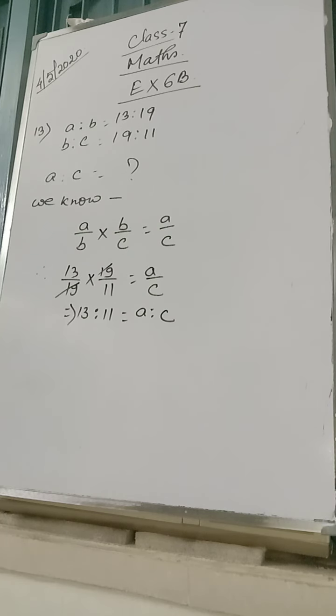8 is to X is to 8 is equal to 15 is to 24. It gives you X is equal to 5. Similarly, number 5 is also X is equal to 5. And number 6 is, if A is to B is to C, then B is called the mean proportion between A and C, because A is to B is to C means A is to B in proportion with B is to C.